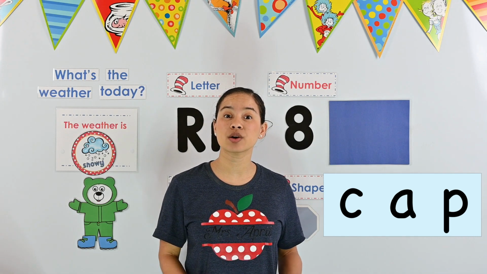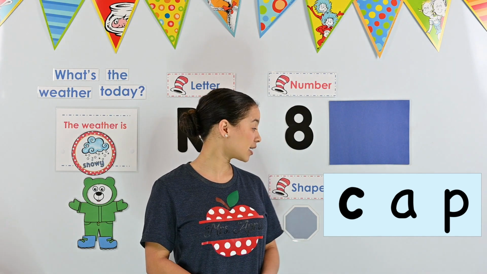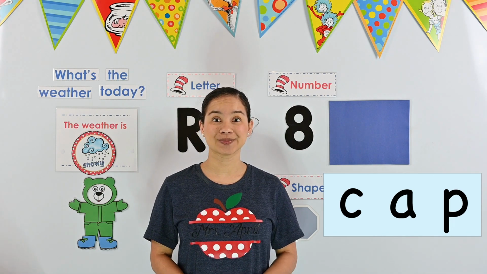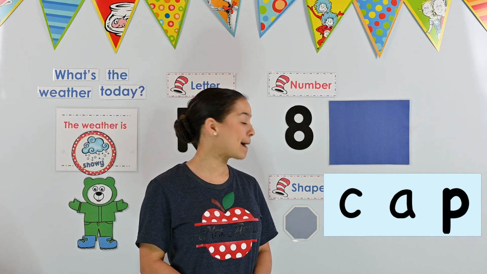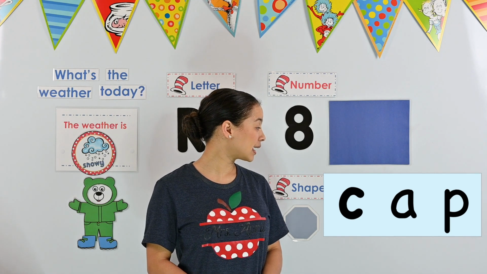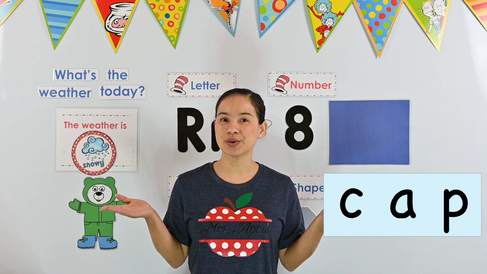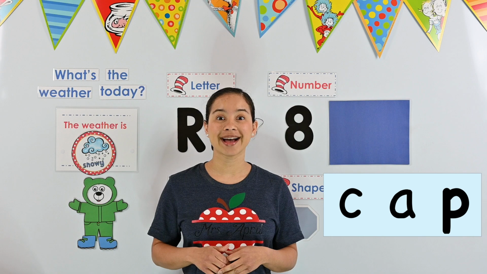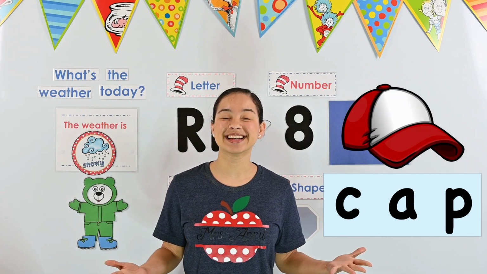Okay, now we're only going to say the sounds. We are going to sound out our word to see if we can figure out what it is. Ready? K, A, P. Good, let's go faster. K, A, P. K, A, P. Cap. Do you know what our word of the day is? Cap. Our word of the day is cap. Did you get it?